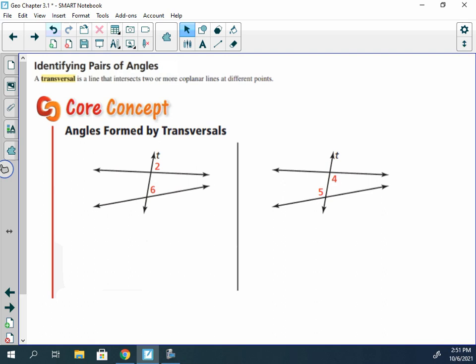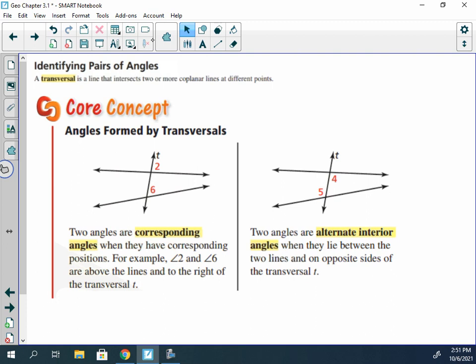Okay. This is the last thing we're covering today. We'll get to watch the video of corresponding angles. Corresponding angles. Two lines that are cut by a transversal. Two angles are corresponding when they have the corresponding position.